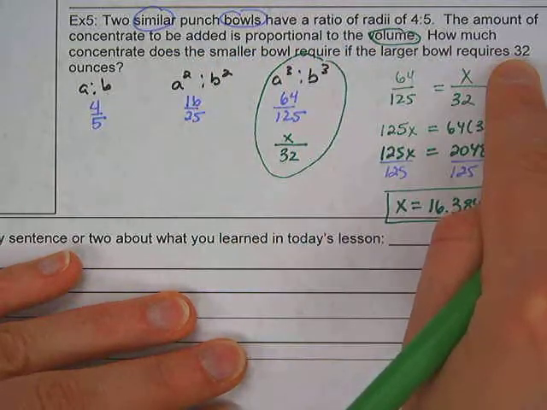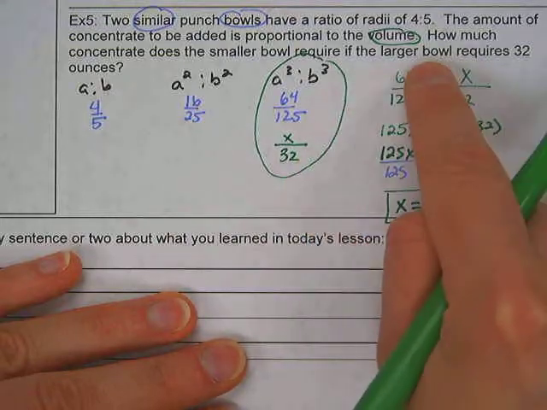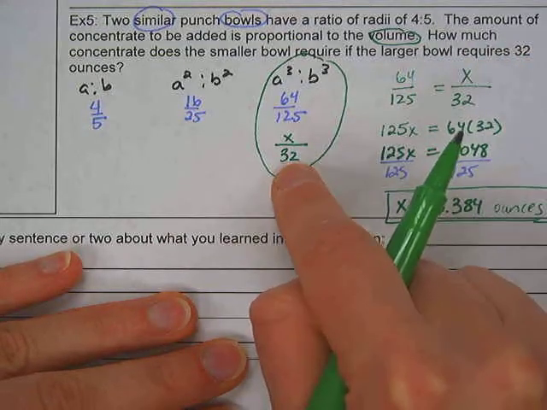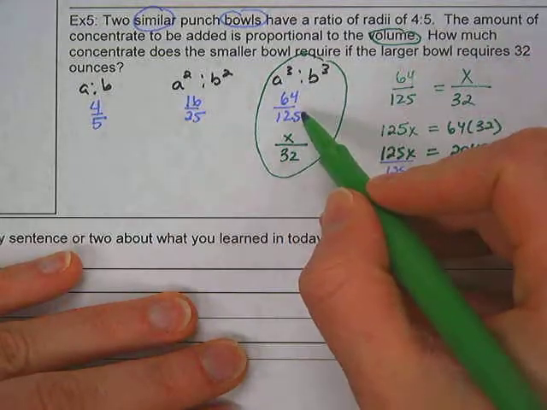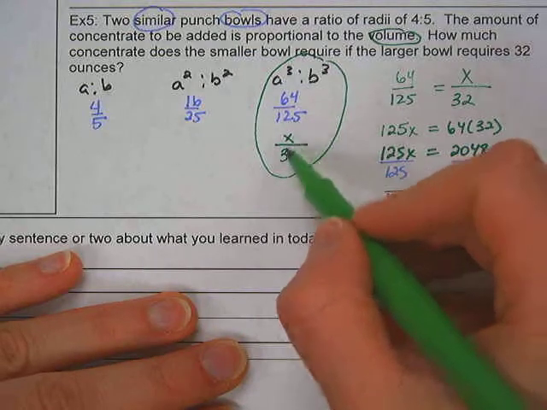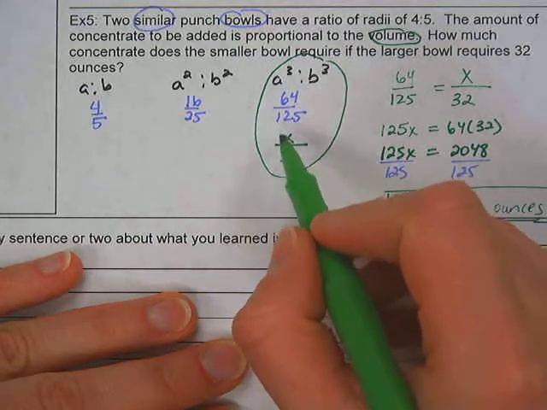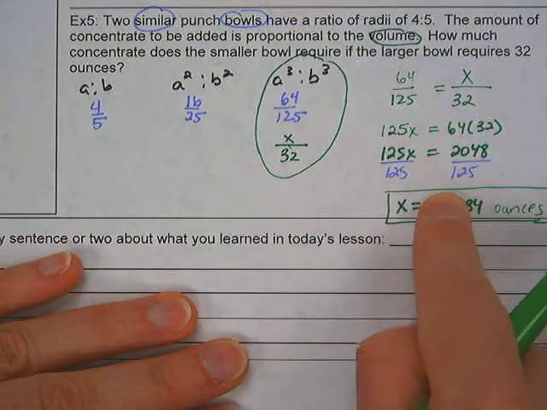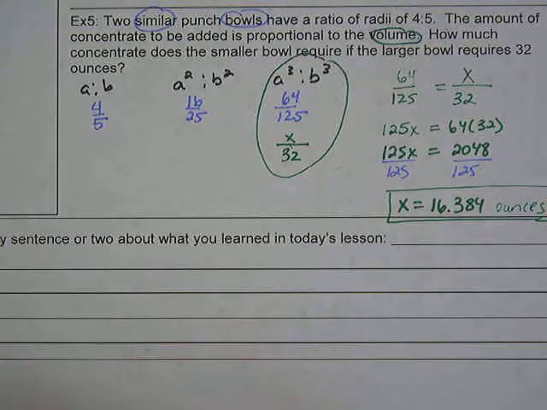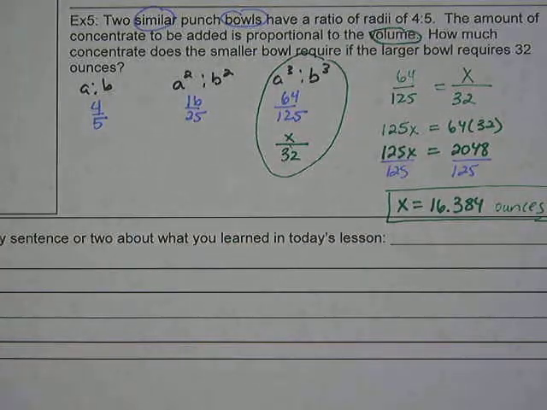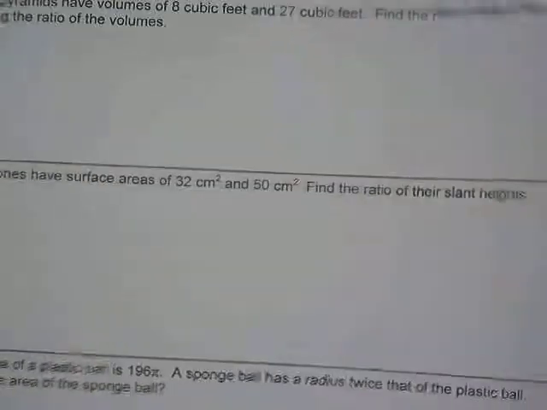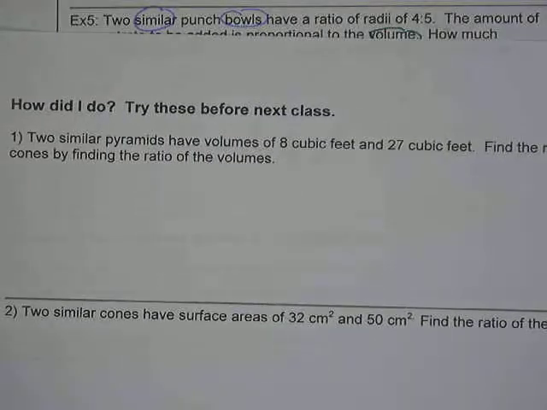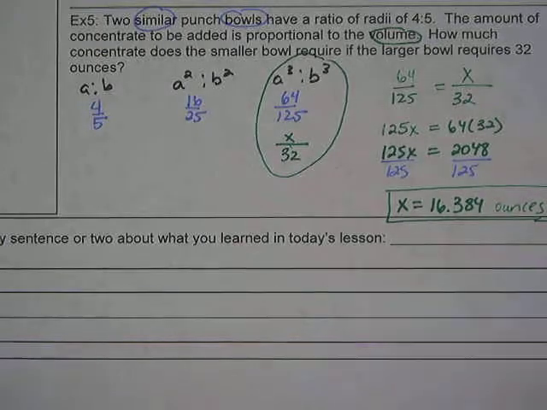To recap, we used the ratio, filled it into the A to B column. We found both the A squared to B squared ratio and the A cubed to B cubed ratio. We looked at the second sentence. Since it's proportional to the volume, I put this information here into the volume category. The larger bowl requires 32, which is why I put it on the bottom. That matches what I have up here, the larger numbers on the bottom. So my smaller number, my smaller bowl, goes on top, the x. So I wrote my proportion, cross-multiplied, and solved for x.